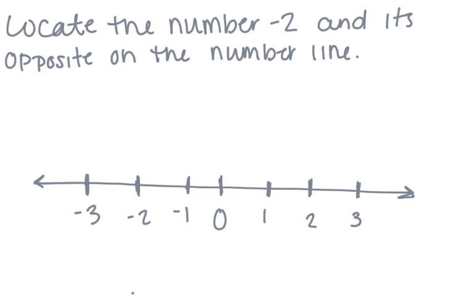Let's start by locating the number -2 on our number line. So we go from 0, and we go over 1, 2, and we plot our point. Now, what is the opposite of -2? Well, we know that the opposite of a negative number is a positive number, so we're going to go from 0, and we're going to go to the right 2 spaces. So the opposite of -2 is +2.